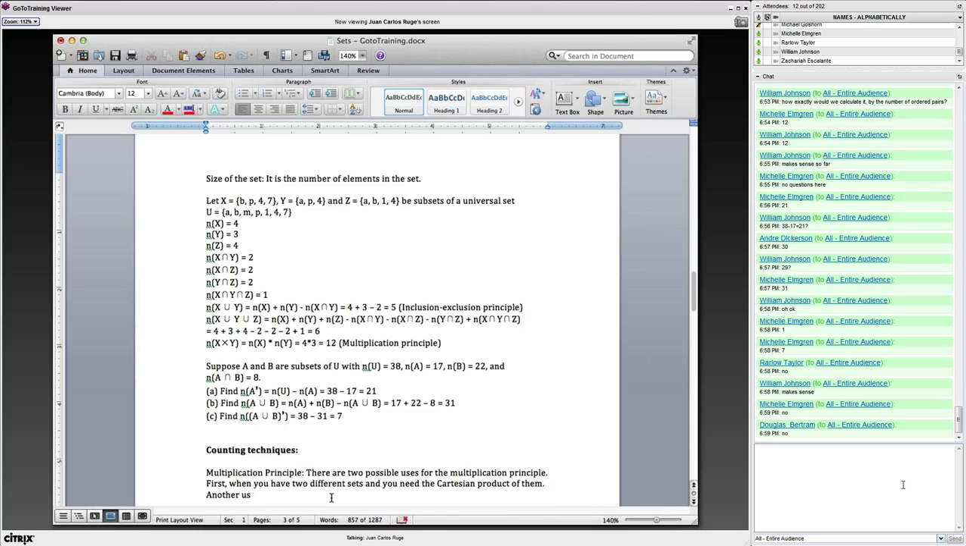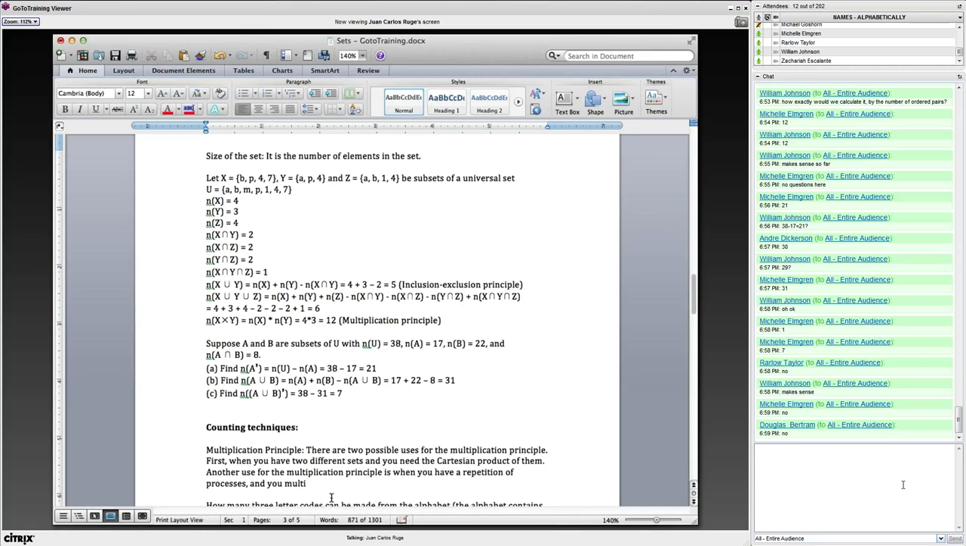Another use for the multiplication principle is when you have a repetition of processes, and you multiply the number of possibilities for each repetition. So actually, they are the same.